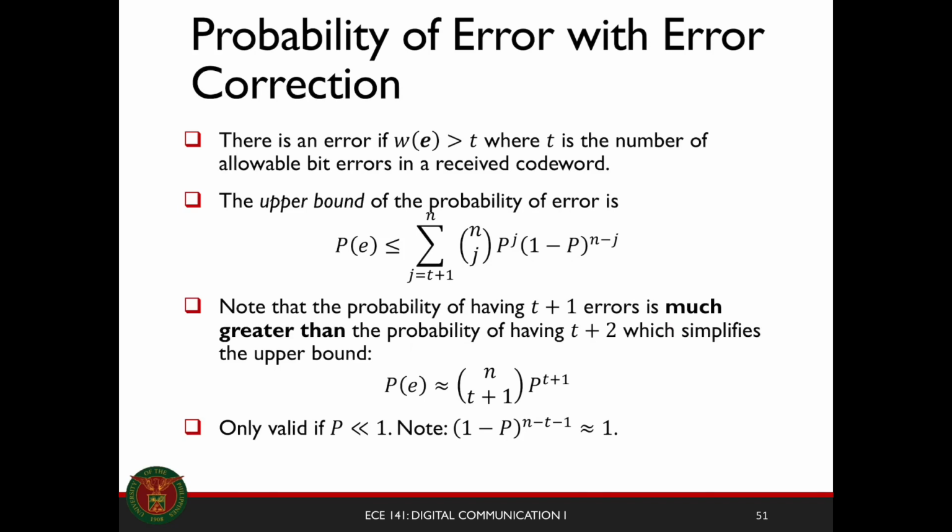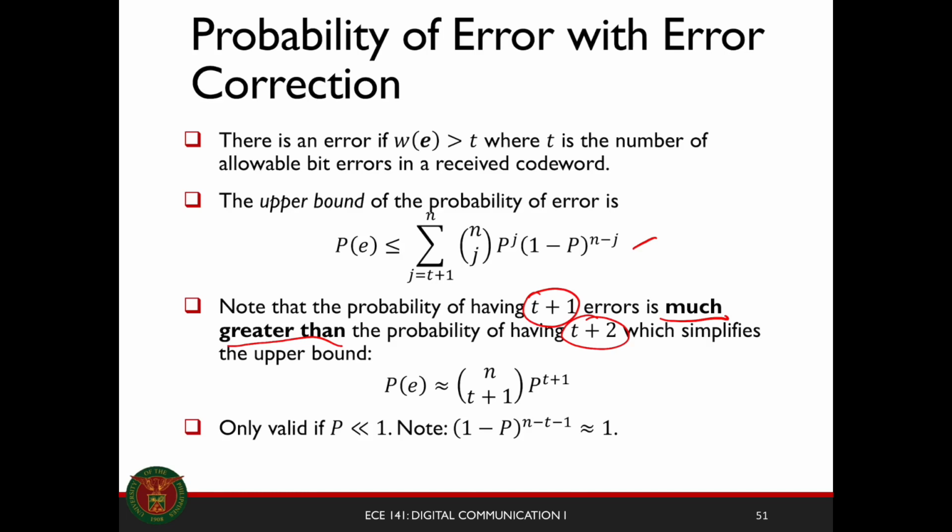Okay, so if we add error correction to our digital communication system, recall the upper bound of the probability of error is equal to this. Just a note that the probability of having t plus 1 errors is much greater than the probability of having t plus 2 errors. So let's look at that.